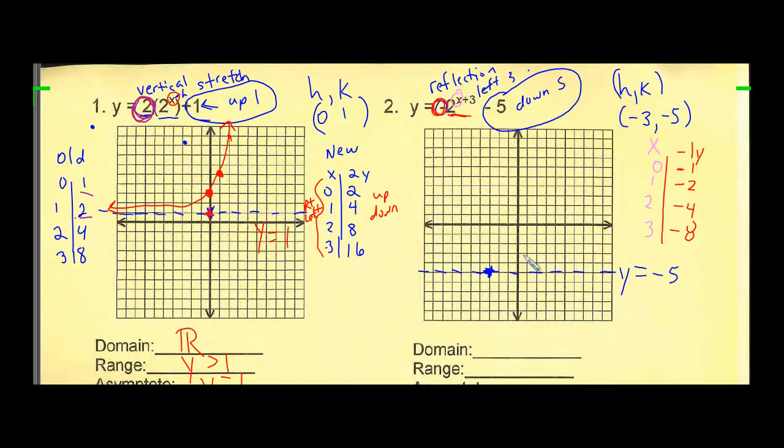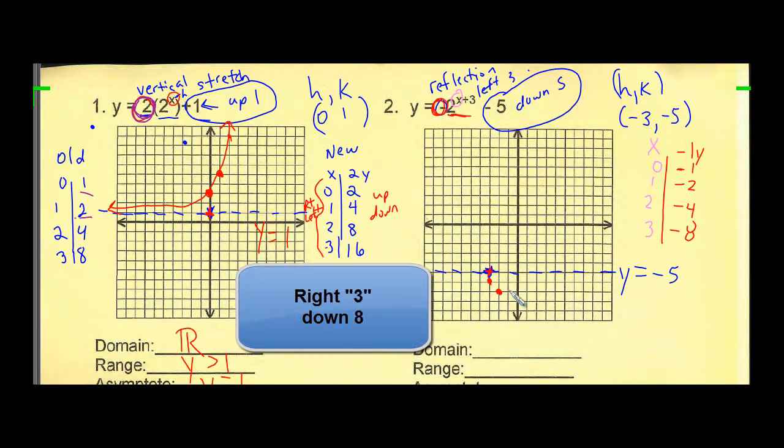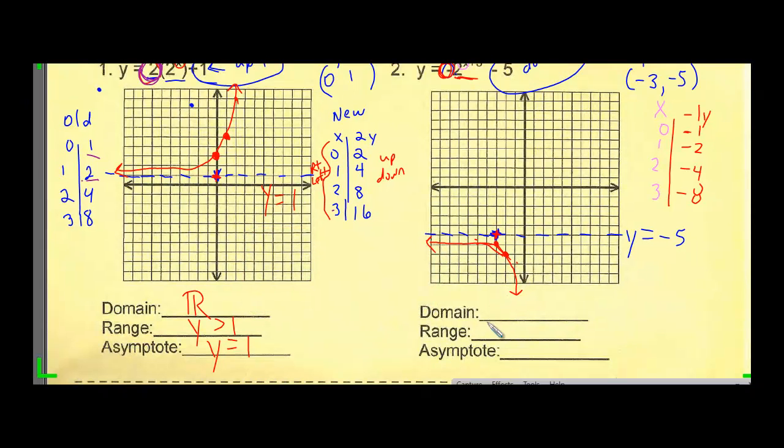Now let's graph. Starting from the new starting point right here, we're going to go to the right 0 and down 1. So starting from the new starting point, right 1, down 2. From the new starting point, right 2, down 8, and that's kind of off the graph. So this is a graph that's going to curve in this direction. The domain is all real numbers. Since the graph is below the asymptote, this is y is less than negative 5. And the asymptote is y equals negative 5. So this is the graph of function number 2.